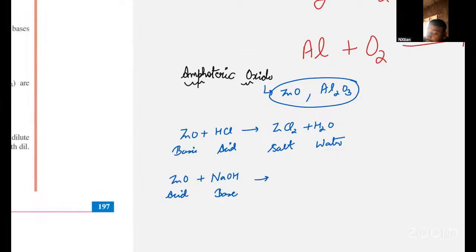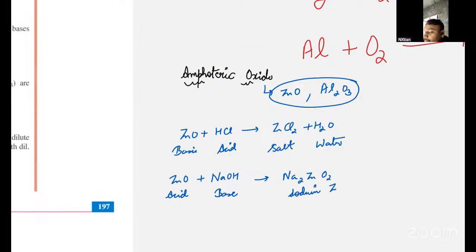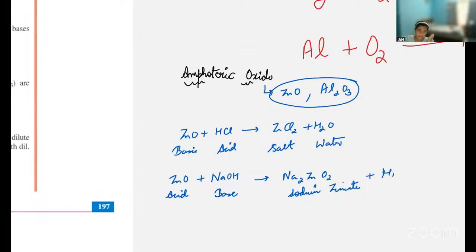Did you understand? So zinc oxide, when it reacts with a base, will behave like an acid. So it will become Na2ZnO2, which is called sodium zincate. So is ZnO basic or acidic? It's basically a metal oxide, and we learned metal oxide is basic in nature. So when it reacts with acid, it will behave like a base. And when it reacts with base, it will behave like an acid.